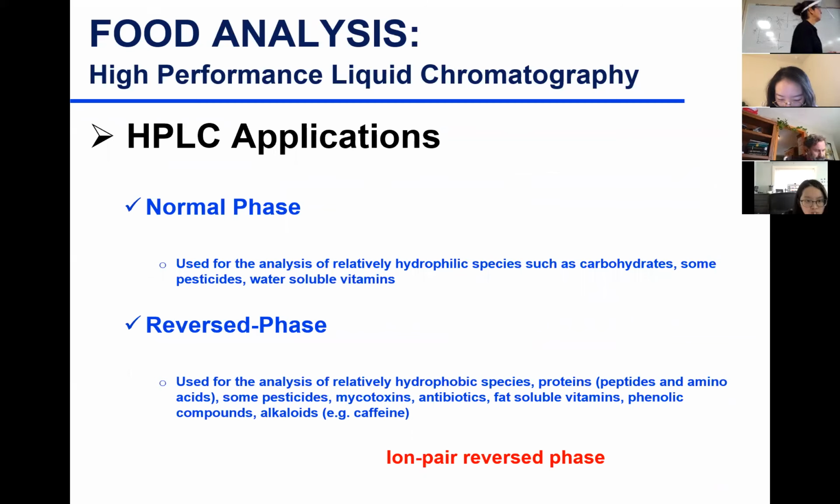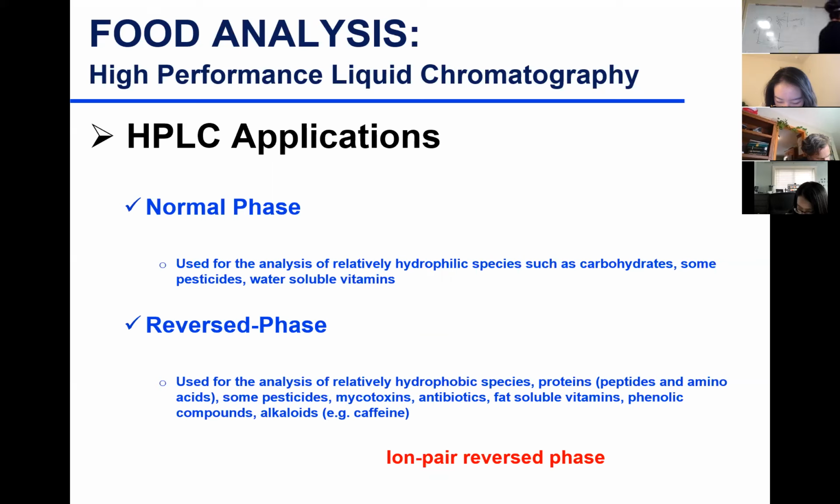Just briefly here, I'm going to go over some example applications, but again, when we're done with the spectroscopy section next, we will go through analytes. But for example, normal phase is mostly for relatively polar components, such as carbohydrates, pesticides, water-soluble vitamins. Reverse phase is for relatively non-polar components, where you would analyze fat-soluble vitamins, for example, phenolic compounds, alkaloids like caffeine.